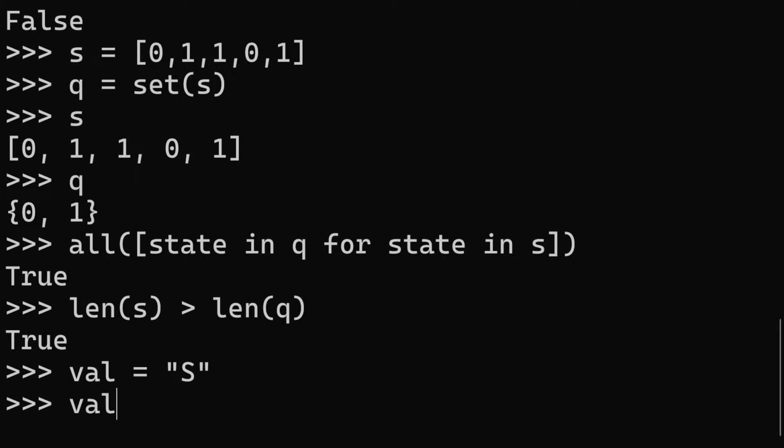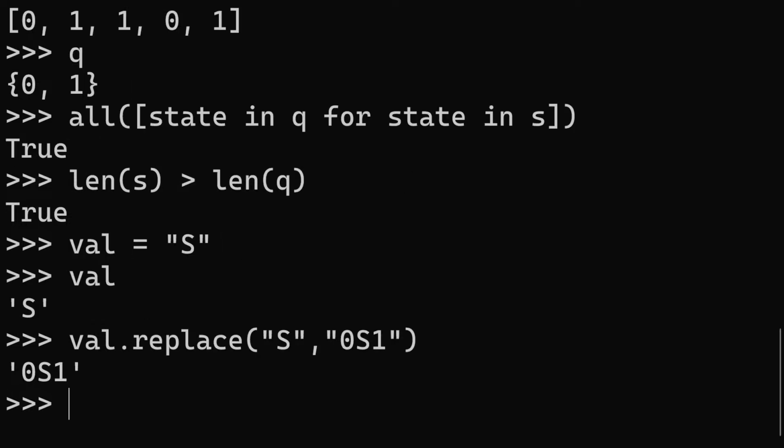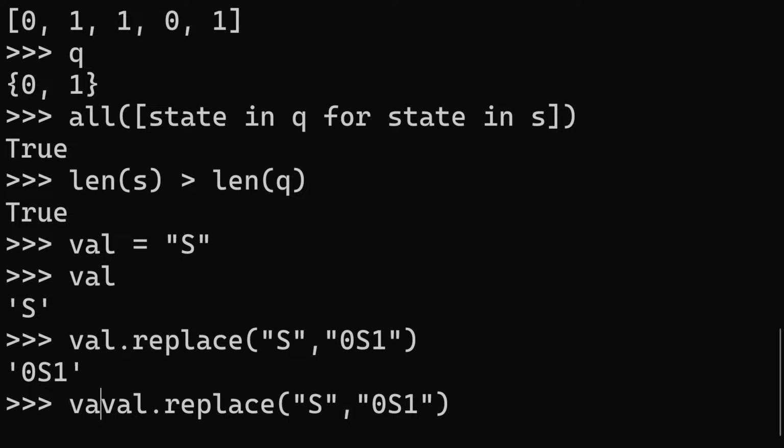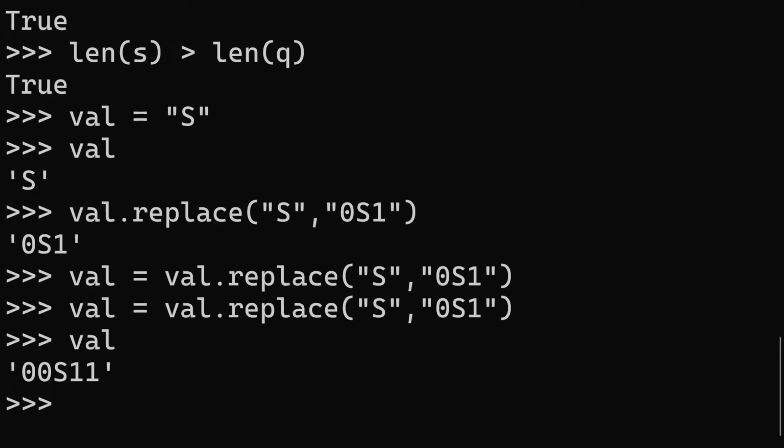So we can say val as S. We can say val dot replace. We can update val. So we can do this indefinitely, right? These are substitution rules. This is how they work. Same as strings. And remember, these are the linguists, so they were only playing with strings. They weren't thinking of binary at all. They don't care about binary, right?